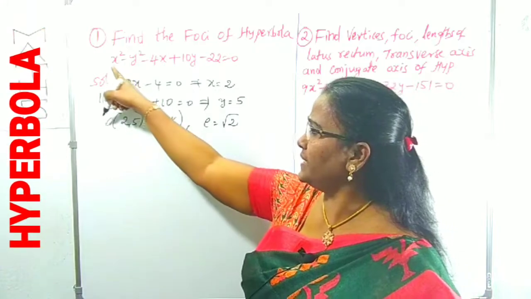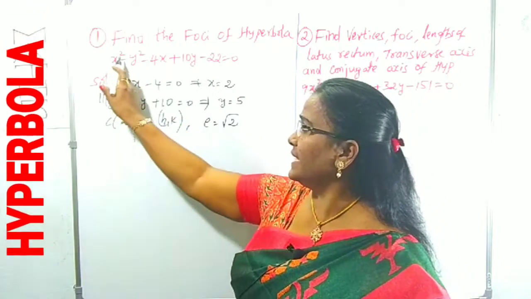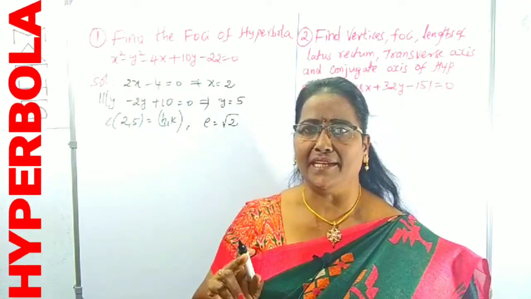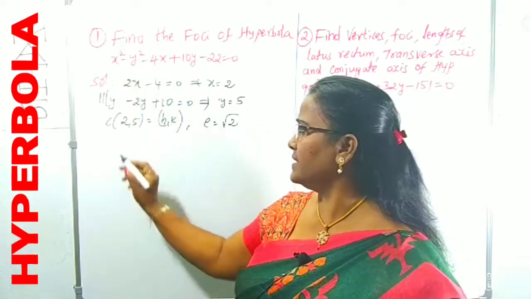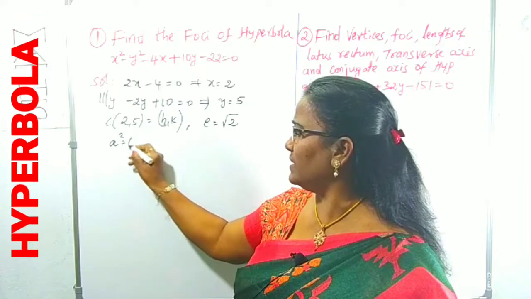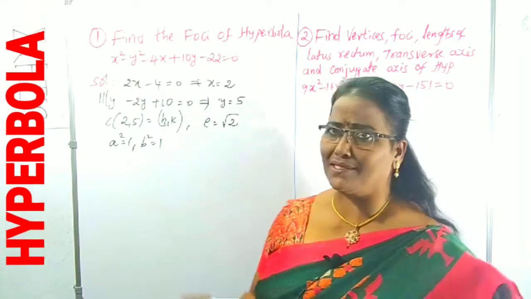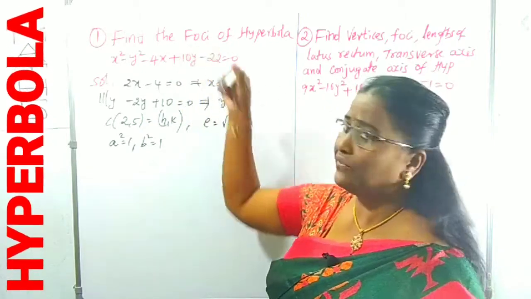Also, we take the x square and y square coefficients. The x square coefficient is taken as a square and the y square coefficient is taken as b square, other than the minus. So we can take a square as 1, since both are the same, and b square is 1. We have all those results. What is being asked? The foci.